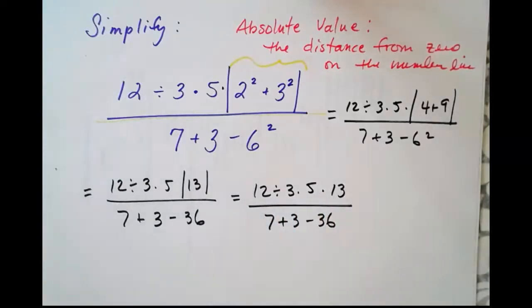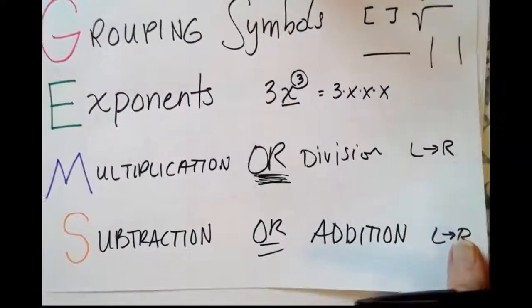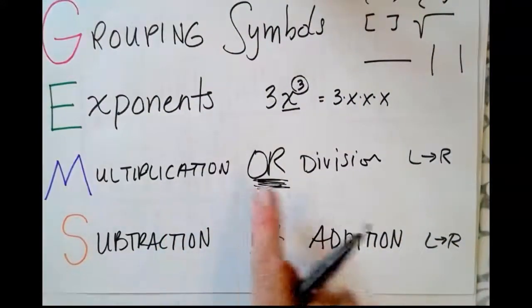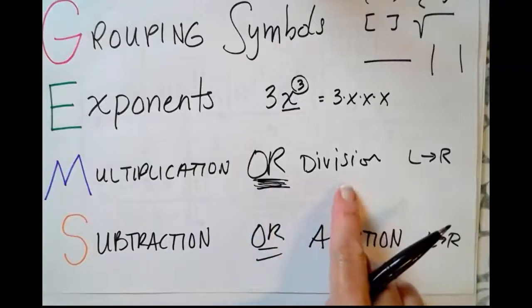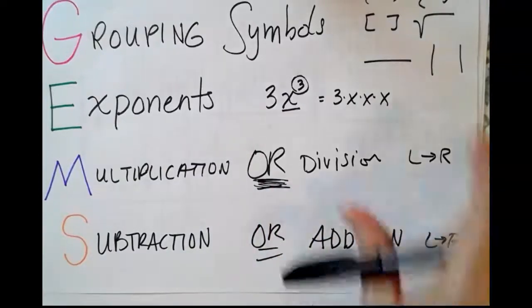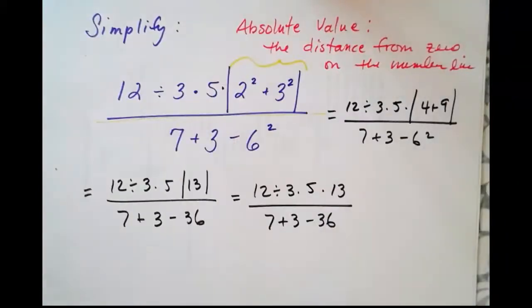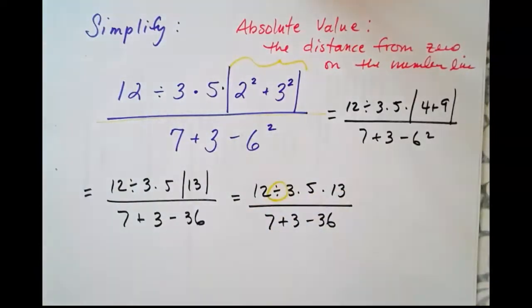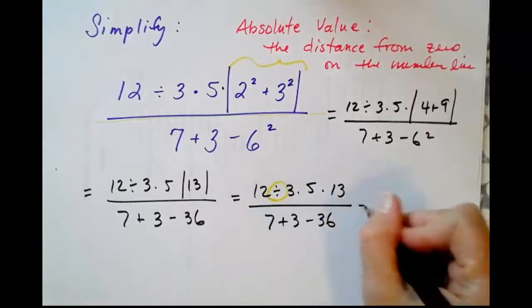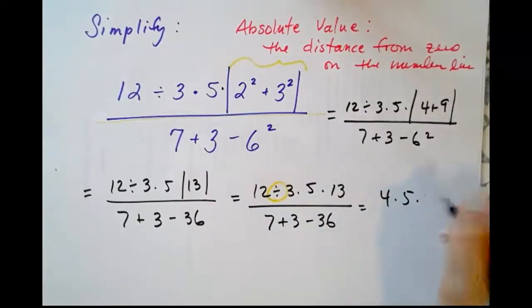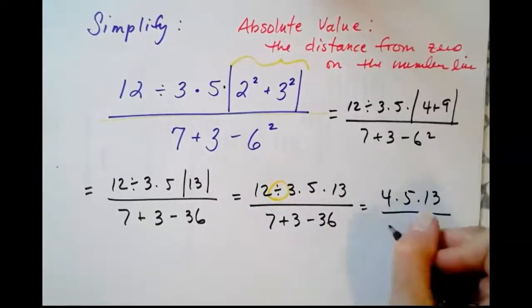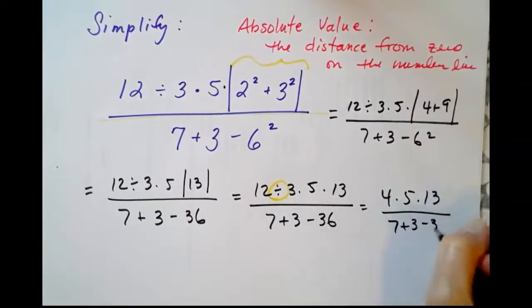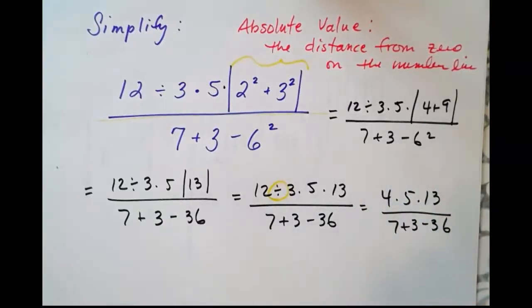Now remember, our order of operations says we're going to do multiplication or division in the order that it comes from left to right. So within our problem, we've got to divide first. So 12 divided by 3 is 4 times 5 times 13 over 7 plus 3 minus 36. So we did the division. Why? Because it comes first from left to right.